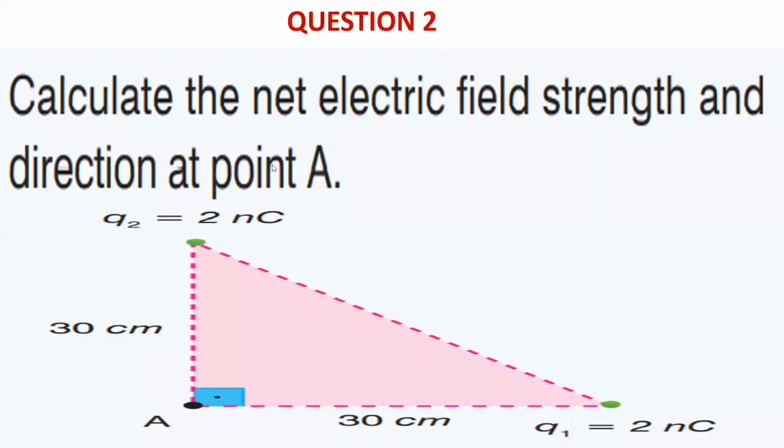Let's continue with question 2. Calculate the net electric field at point A. We have Q1, Q2. What's the difference between question 1 and 2? In question 1, E1 and E2 are opposite each other, so you can subtract them and calculate. But now they are coming at an angle. We will see now with our solution.